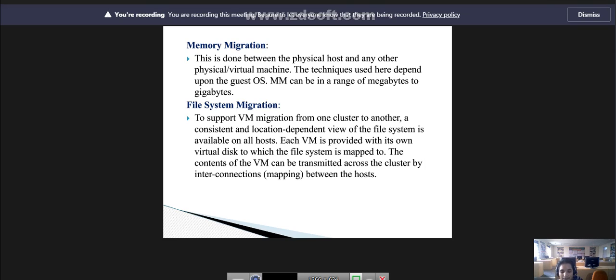What is meant by file system migration? To support a location-independent view of the file system that is available on all the hosts, a simple way to achieve this is to provide each virtual machine with its own virtual disk, to which the file system is mapped, and transport the contents of these virtual disks along with the other state of the virtual machines. A distributed file system is used in ISR, serving as a transport mechanism for propagation of suspended virtual machine state. The actual file systems themselves are not mapped onto the distributed file system. So this is called file system migration.